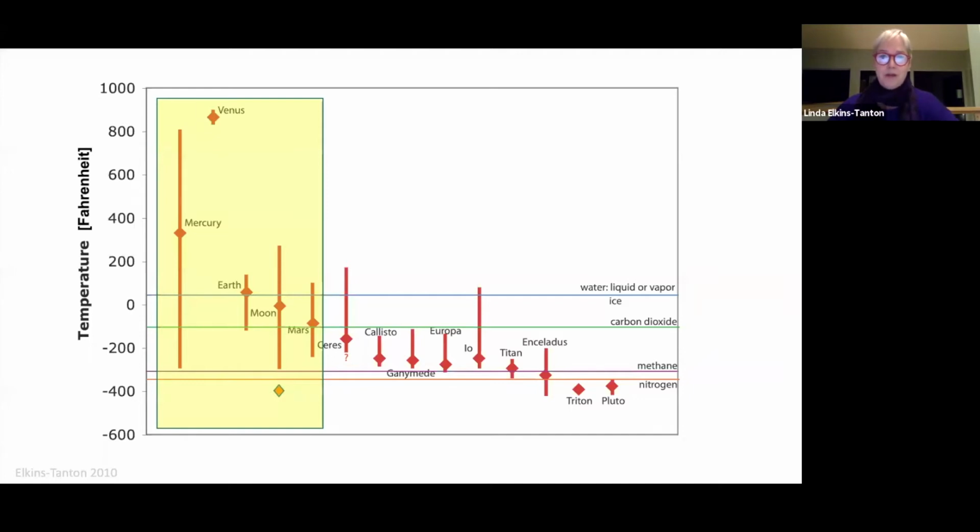Here's a graph about the range of surface temperatures on each body. But the temperature on the vertical axis is given in Fahrenheit, because most of us here sadly are a little bit more familiar with Fahrenheit. The lines across the graph are the freezing points for water, for carbon dioxide, for methane, and for nitrogen.